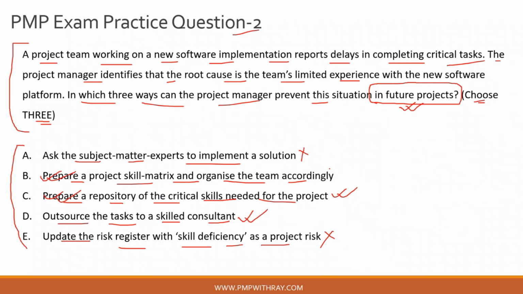So the correct answer to this question is option B, option C, and option D. And that gives you three answer choices, which the project manager can take as a systemic fix to avoid such a situation in future projects. Okay, this is very, very important.